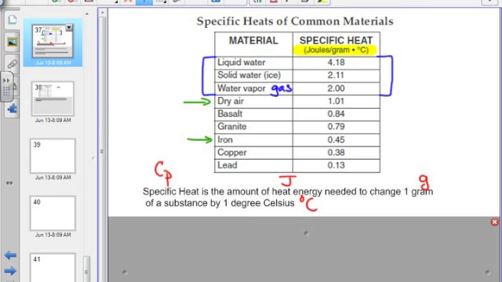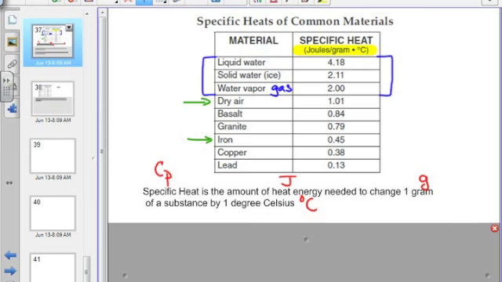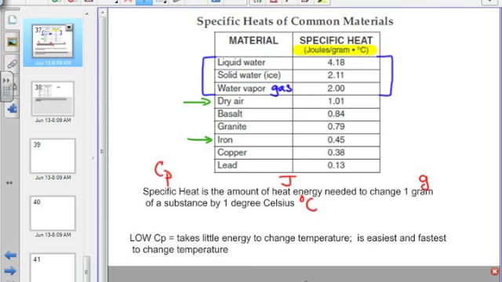Now, as we look at the numbers, we're going to notice there are those that have the much lower value for specific heat. So those would be down here towards the bottom of the listing. These all have the lower values for specific heat, lead, copper. When you have a low value for specific heat, that means that it takes only very little energy to change temperature. Lead takes only 0.13 joules per gram degree Celsius to change temperature.